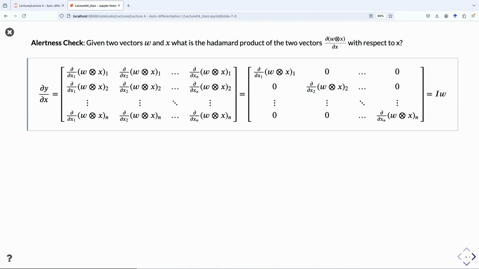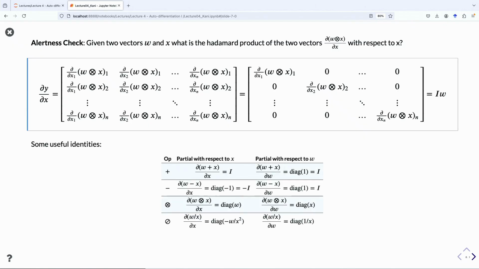That makes sense? Okay, some interesting ones to consider. Just wanted to put in a quick cheat sheet on interesting element-wise derivatives to consider. So this was the Hadamard products right here.